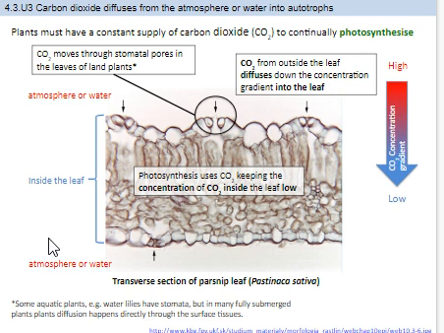Most stomatal pores are actually found on the bottom of a leaf, but in this one you can see there is stomata there. CO2 is going to move into the leaves through there and move into these palisade cells, which is where the bulk of that photosynthesis goes on. Okay, remember CO2 is going to move down its concentration gradient, from high to low.